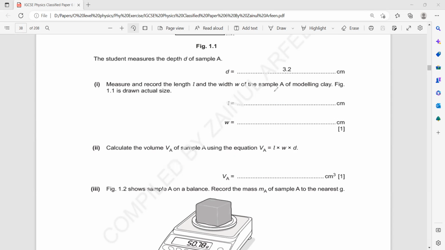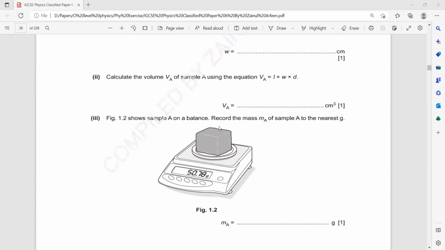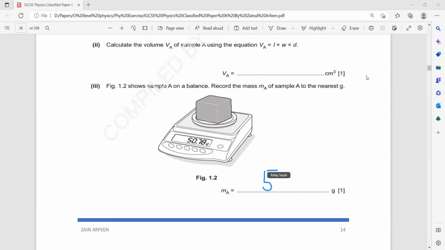The length you got 2.7. So what you get, you will use accordingly. You will use your answer. Don't bother about the answers of others. You just use your answers. Then the mass is there. Record the mass to the nearest gram. So 51.